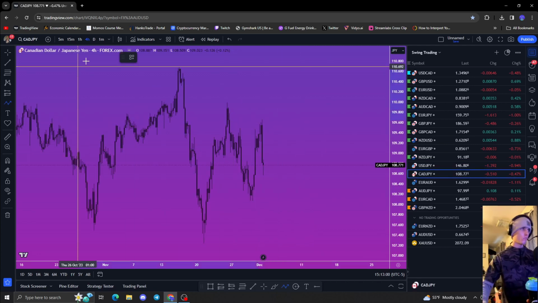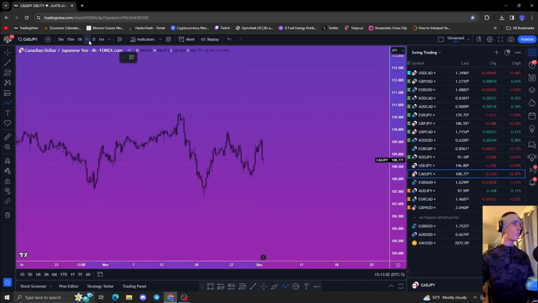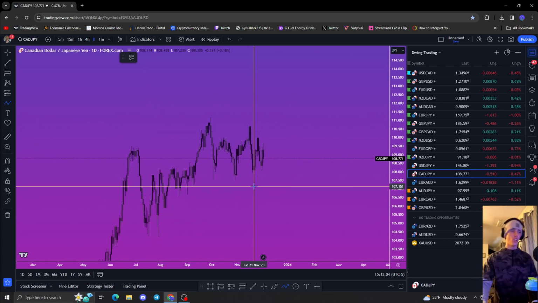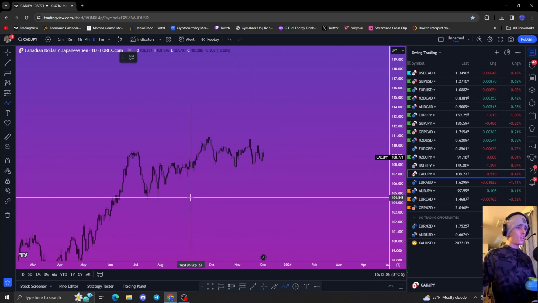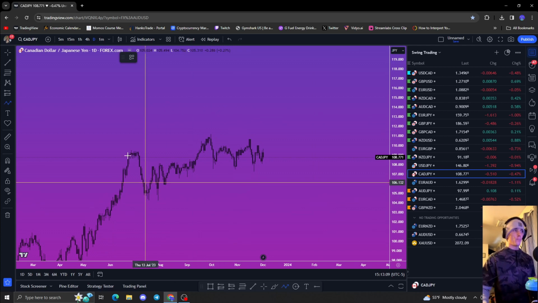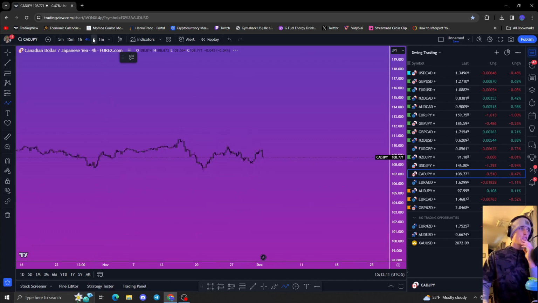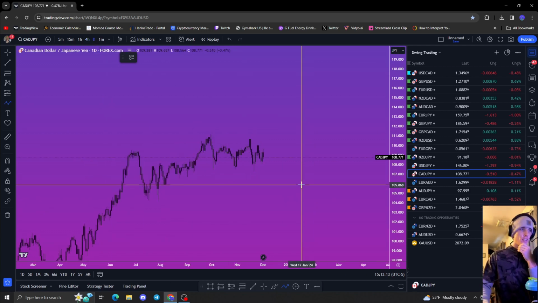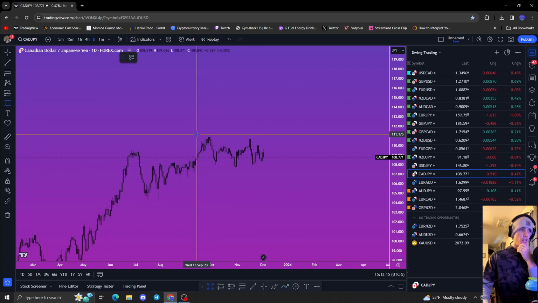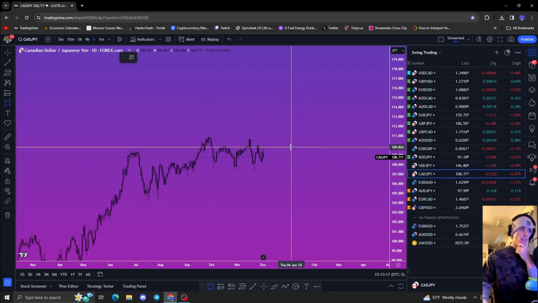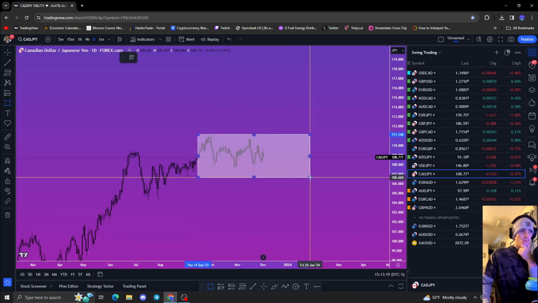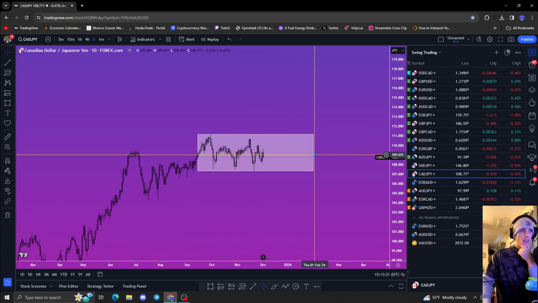CAD-JPY. What do we got going on CAD-JPY? Anything interesting? Oh, what is this? Alright, here's a tip for you guys. If you're on the charts, no matter what chart you're looking at, if you see that price isn't making any highs or making any lows, I wouldn't recommend trading it. I don't know where price is going to go on this pair.